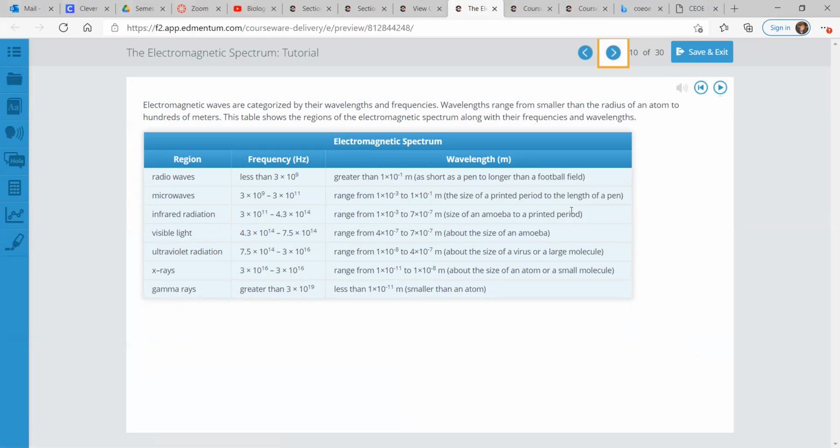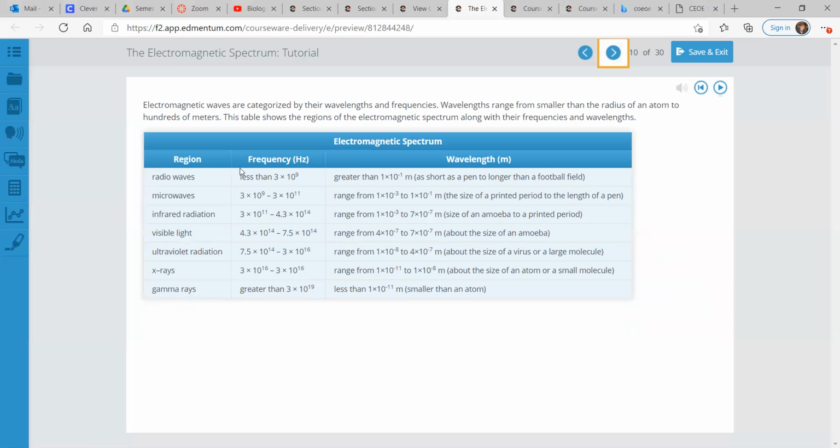Electromagnetic waves are categorized by their wavelengths and frequencies. Wavelengths range from smaller than the radius of an atom to hundreds of meters. This table shows the regions of the electromagnetic spectrum along with their frequencies and wavelengths.